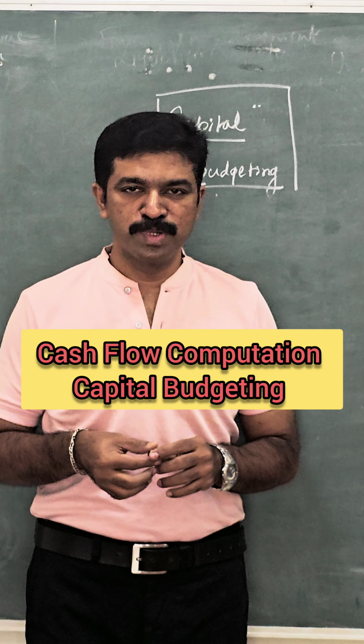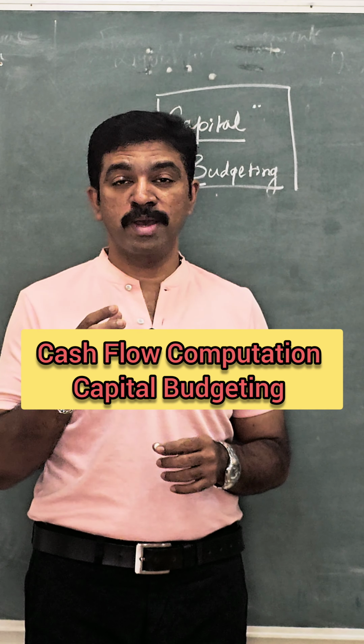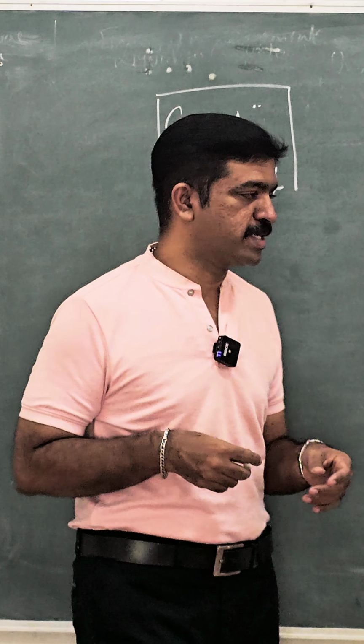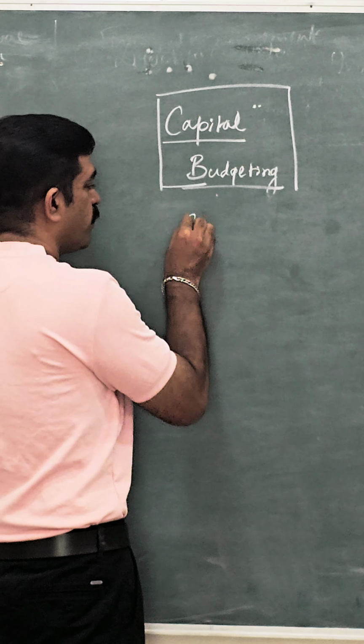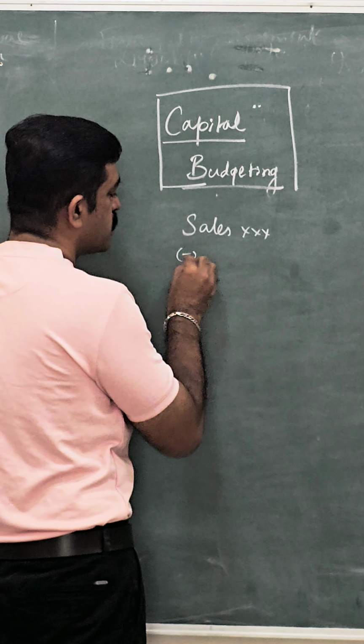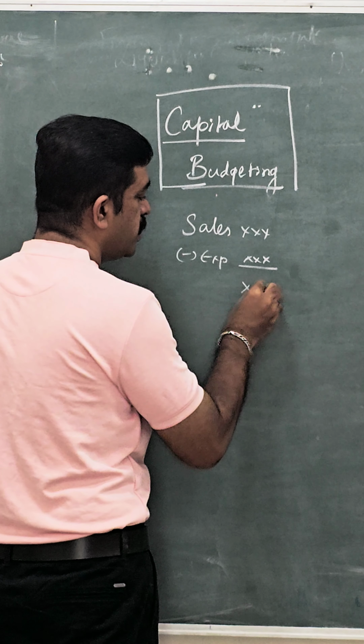How do we take investment decisions in capital assets? It's by looking at the cash flows. So how do we arrive at those cash flows? Let's see. At first we will arrive at sales, deduct expenses, then compute the profits.